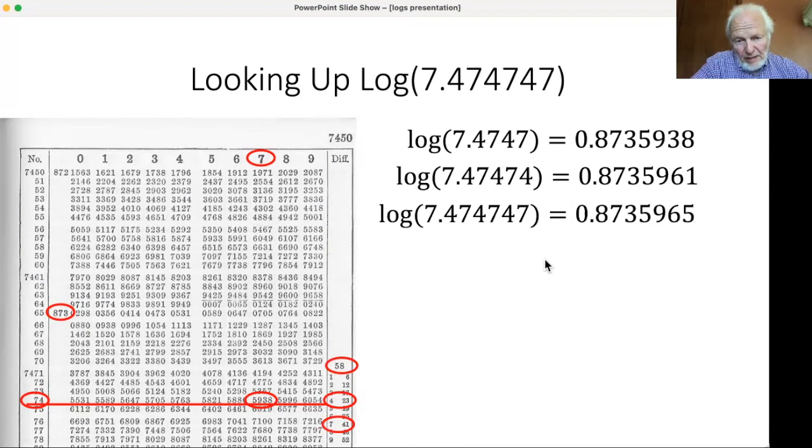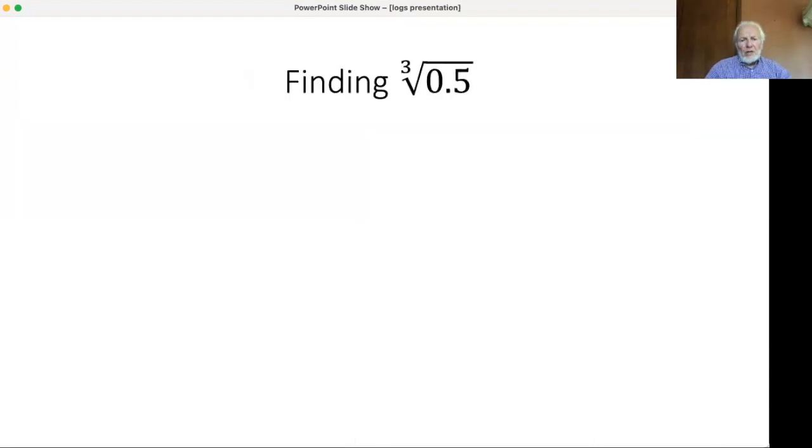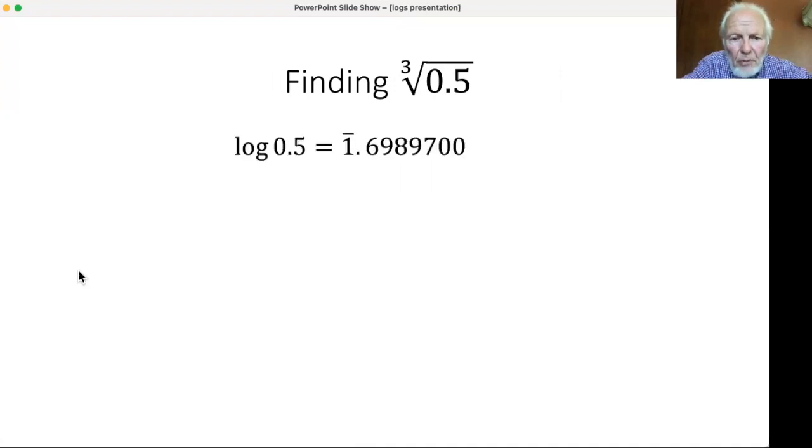Now, there aren't any anti-log tables in this book, so we have to use this table backwards, which is a bit more tricky, but I'll show you how that works. And I'll do a simple example which illustrates something else. So I'm going to find the cube root of a half using 7-figure log tables. So we look up log of a half first, and it's that, bar 1 point something.